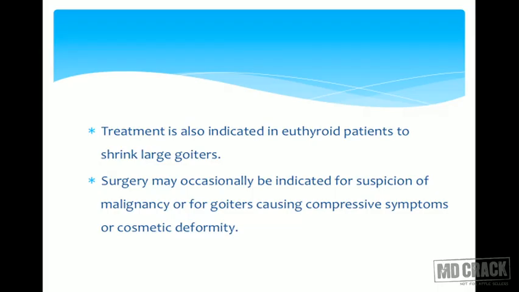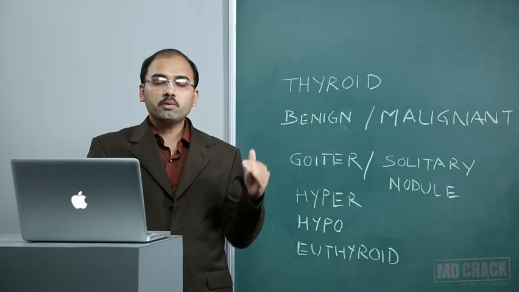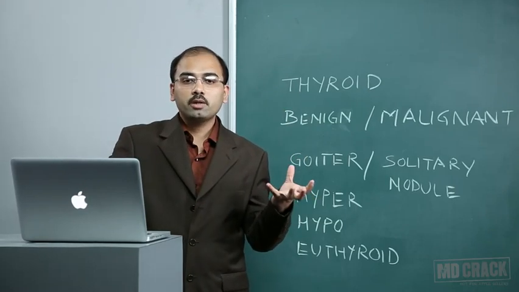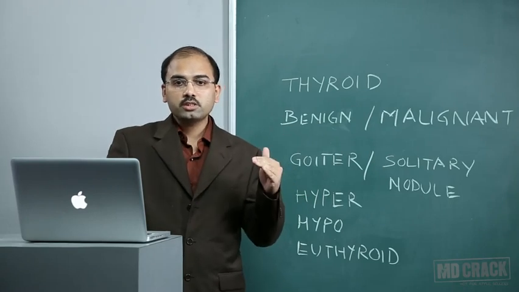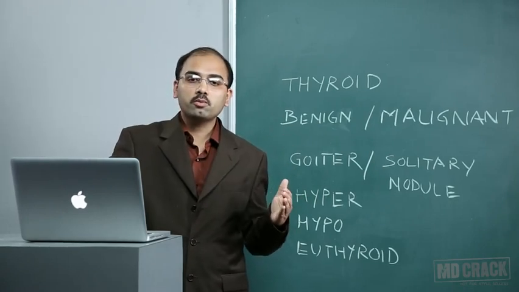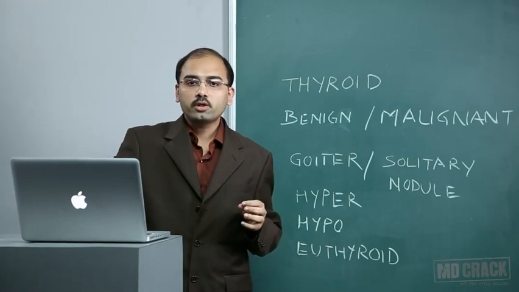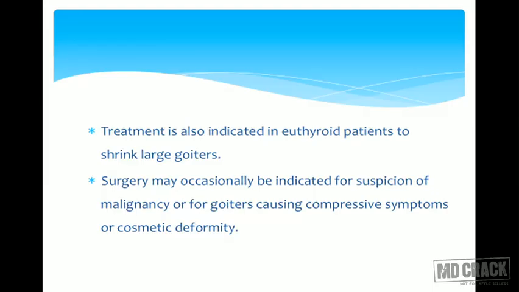Treatment is also indicated in euthyroid patients to shrink large goiters. So you give thyroid supplement, the TSH levels will go down. TSH generally causes more thyroid parenchymal enlargement. So when you suppress TSH by giving exogenous thyroid hormone, the parenchyma will shrink. So this will result in shrinkage of goiters. Surgery may occasionally be indicated for suspicion of malignancy or for goiters causing compressive symptoms or cosmetic deformity.